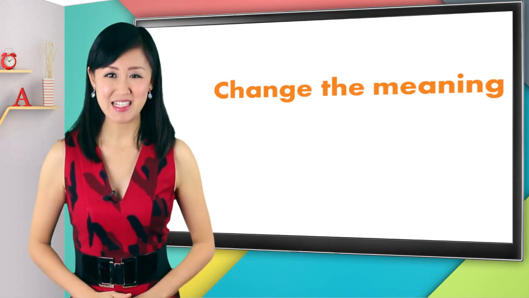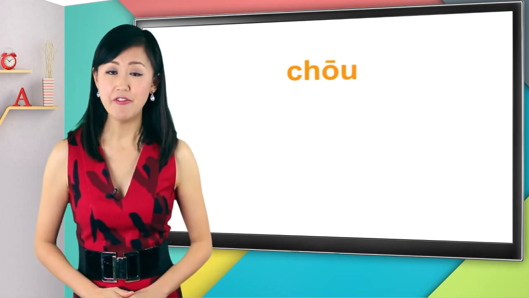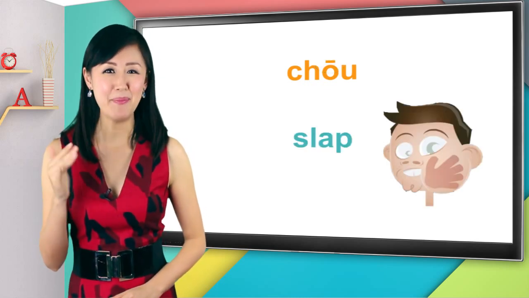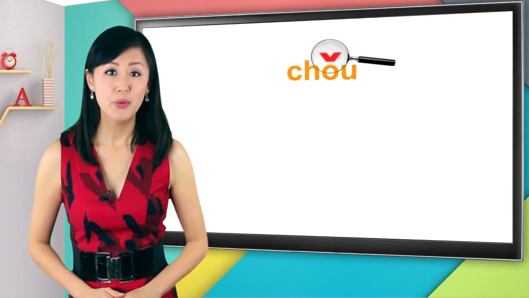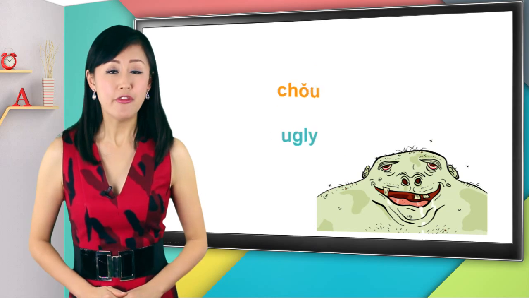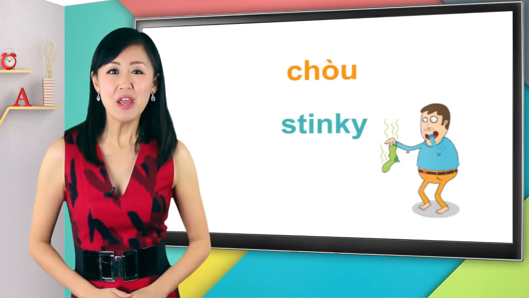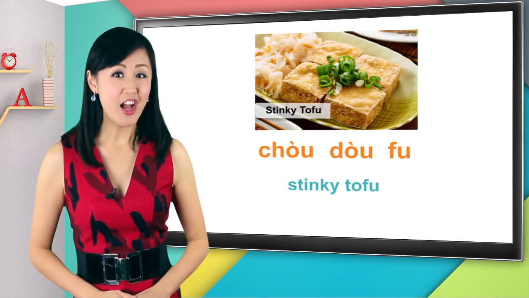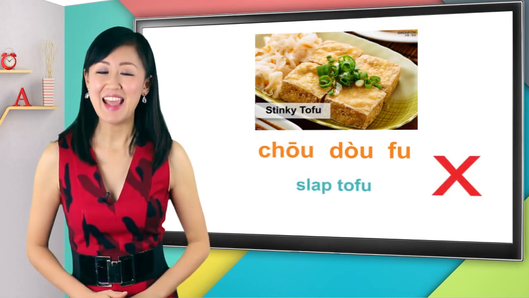All right, let me give you an example. Chou pronounced with the first tone, which is a high and flat tone, sounds like "chou." It means slap. And with the third tone, or the low tone, it sounds like this, "chou," which means ugly. Change it to the fourth tone, or the falling tone, like "chou," and it means stinky. We have a dish in Chinese called stinky tofu because it really is stinky. If you're not careful with your tones, you could call it ugly tofu or slap tofu, which doesn't make any sense at all.